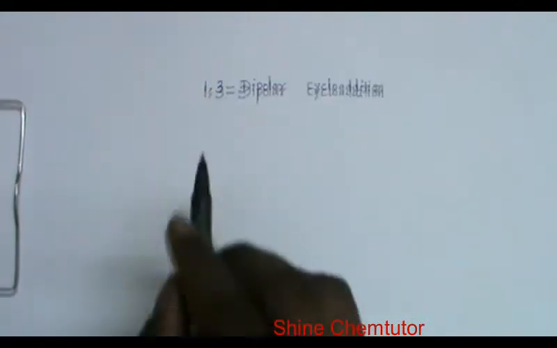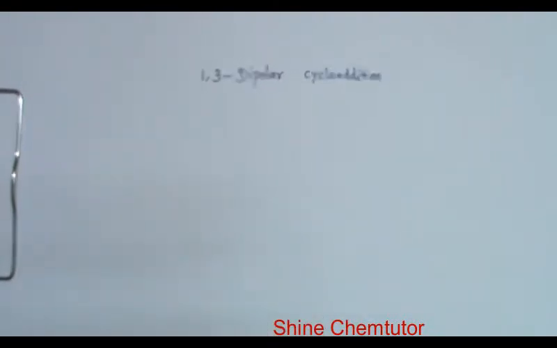In this video, we are going to discuss 1,3-dipolar cycloaddition. This method is the best method to obtain heterocycles. The mechanism for 1,3-dipolar cycloaddition is similar to the Diels-Alder reaction. So based on the mechanism of the reaction, we cannot expect a question.